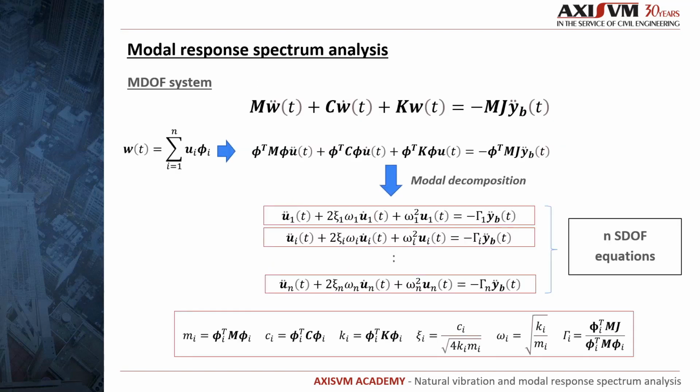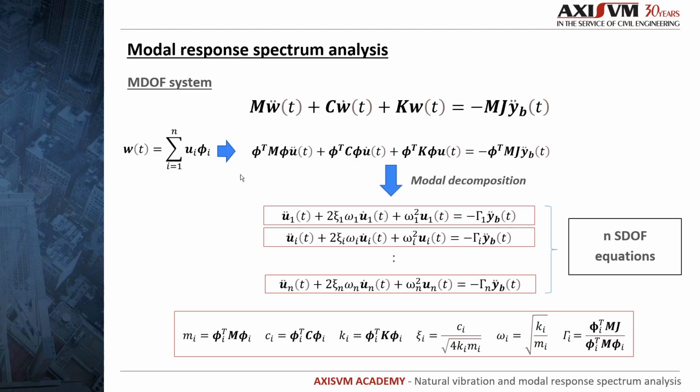The next question: how can we extend the analysis to MDOF systems? The key is the orthogonality of the mode shapes. We can decompose a large n degree of freedom system into n SDOF systems as follows. The system of dynamic equilibrium equations for an MDOF system is similar to an SDOF system, but in a matrix form. Here J is the influence coefficient vector. Now we perform a modal decomposition by defining the displacements in terms of modal coordinates and the corresponding mode shapes.